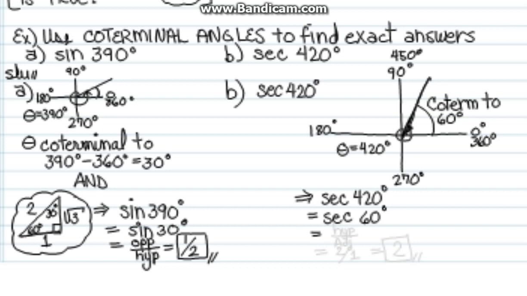So this secant of 60 degrees is the hypotenuse over adjacent. It's equal to 2 over 1. So our secant of 420 degrees is equal to the number 2.